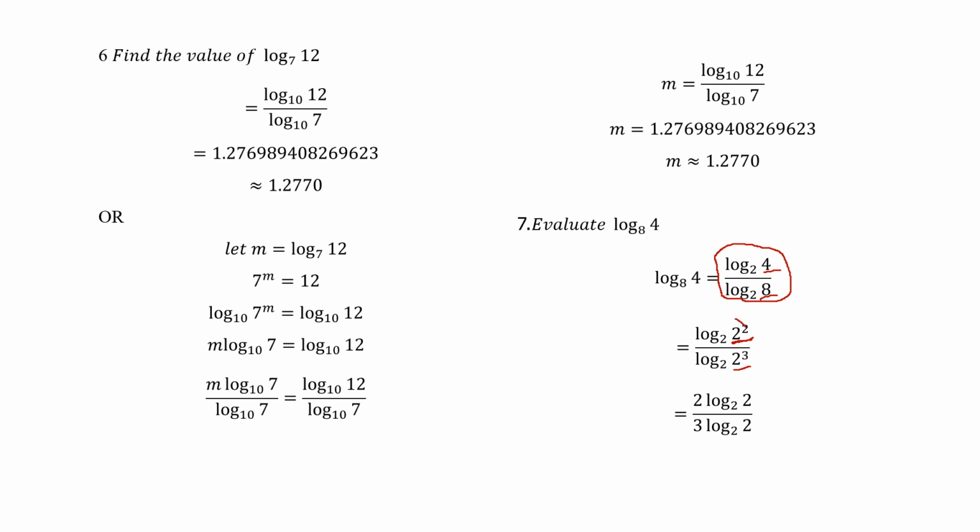Then the 2 will somersault there and the 3 will somersault there to have 2 times log of 2 base 2 divided by 3 times log of 2 base 2. This one will become a 1 and also that one will become a 1 to have the answer as 2 divided by 3.